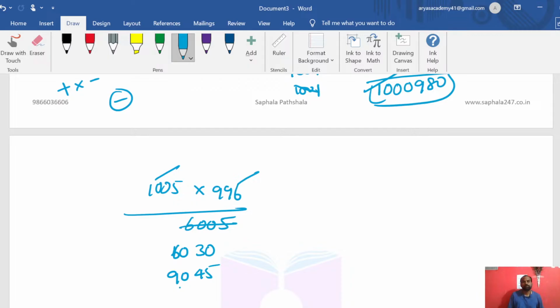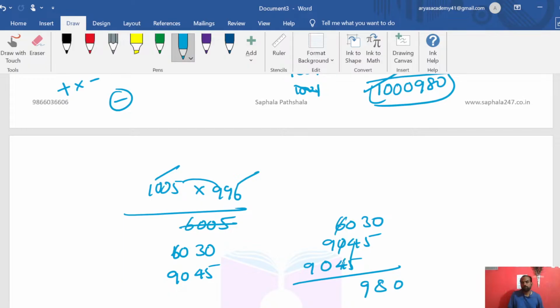I have to write by leaving one digit, 9045. Once again, if you multiply it by 9, another time it becomes 9045. If you add it, 0, 8, 5 plus 4, 9, 6 plus 0, 6 plus 4, 10, 9 plus 1, 10. So you got it, no? 1000980. So that's what I have told you here.